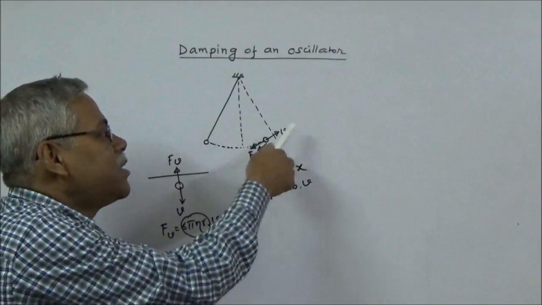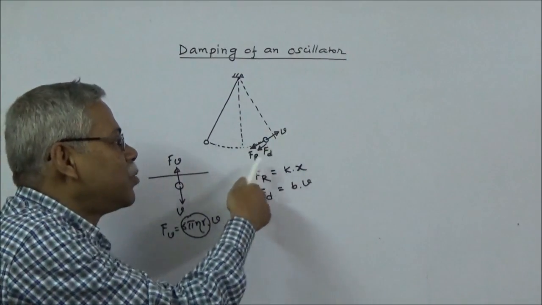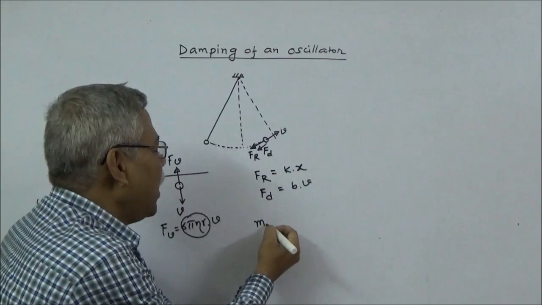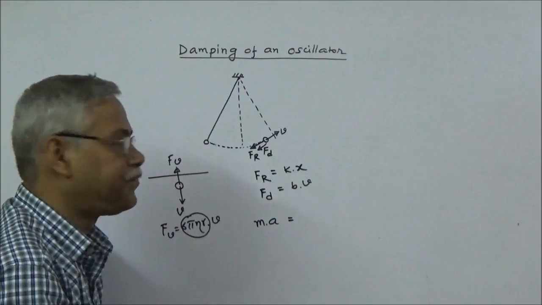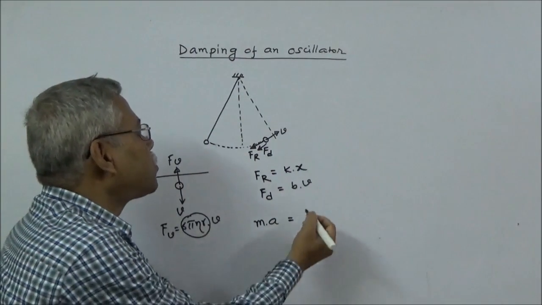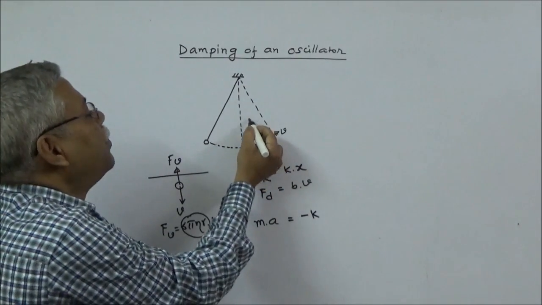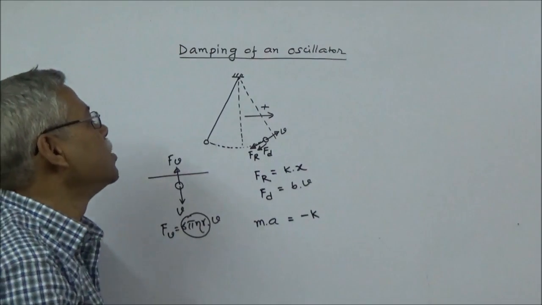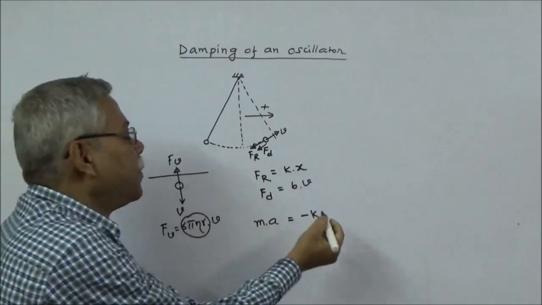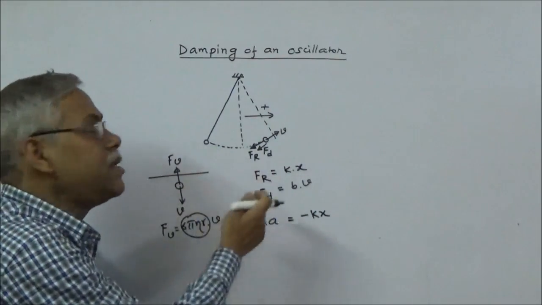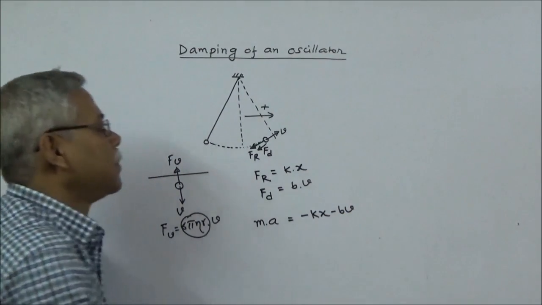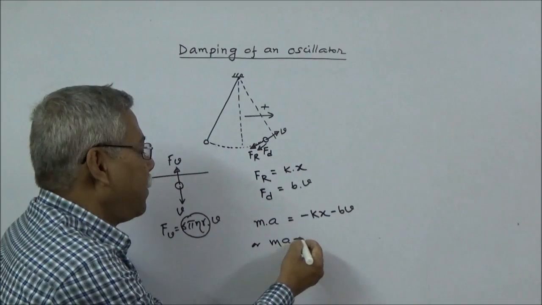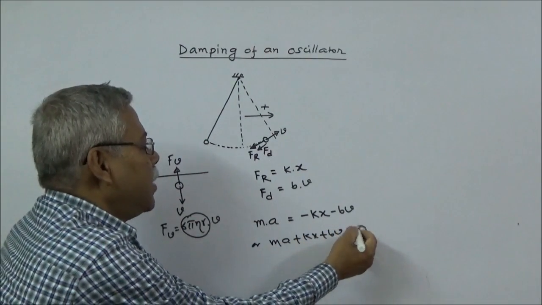So what are the forces acting against its motion? One is Fr and the other is Fd. The total force acting against its motion is Fr plus Fd. Now we will write the equation. m times a equals minus kx. We are taking this direction, away from the mean position, as plus. So Fr, since it is in the opposite direction, is minus kx, and Fd, since it is in the opposite direction, is minus bv. Hence ma plus kx plus bv equals 0.